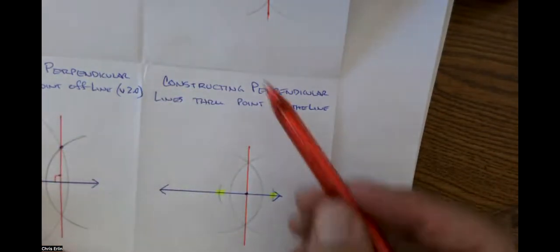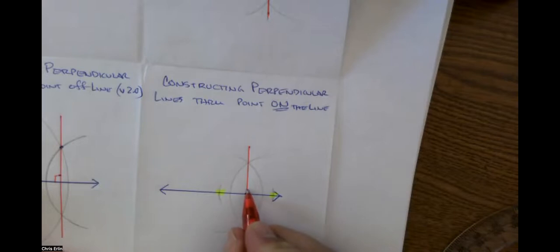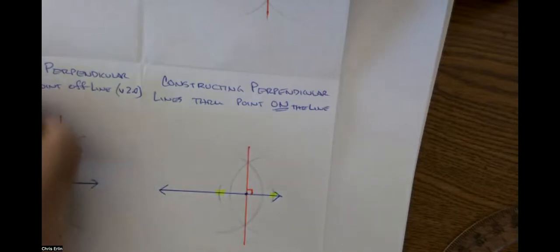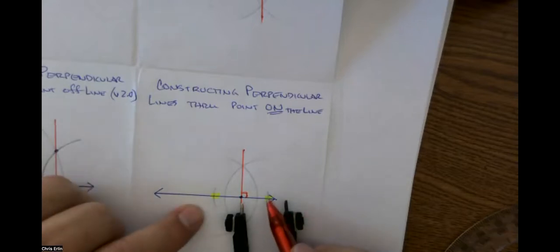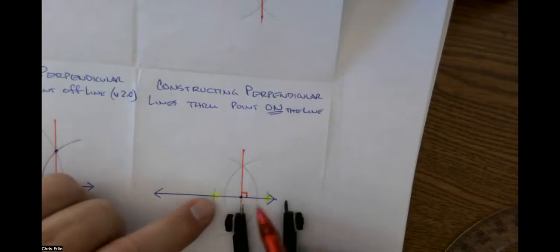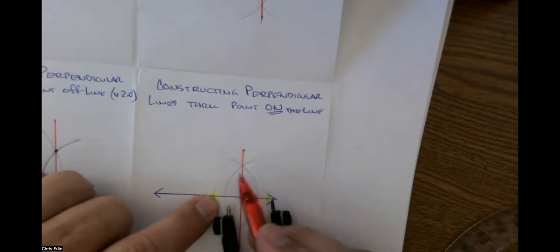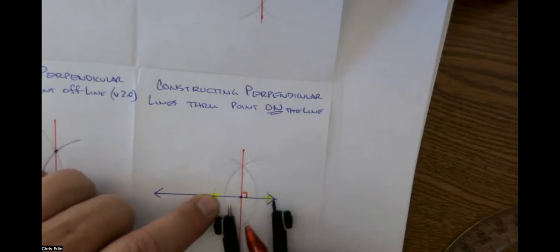Again, another reason why our first skill up here for off the line was better, because it teaches us something that we can apply to points on the line. They're the same skill, really. I started with my needle on the dot, and I made an arc over here, and another matching one on this side. And then I used those two as my starting points to go more than halfway. And more than halfway.